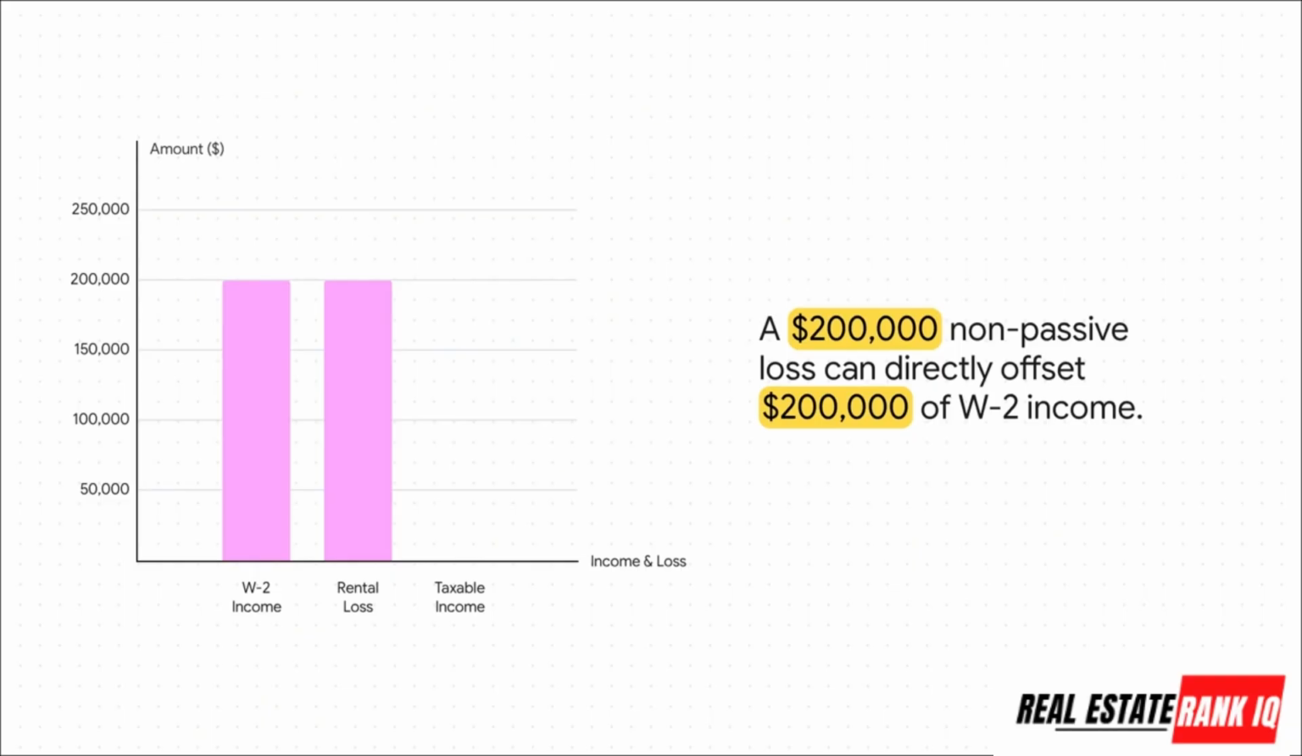Let's say your W-2 income for the year is $200,000. Because you used the short-term rental strategy and you met the material participation test, your $200,000 paper loss is now non-passive, which means it can march right over that wall and directly offset your $200,000 of W-2 income. What's your taxable income for the year? Pretty close to zero. That is how you achieve huge W-2 tax savings with real estate.